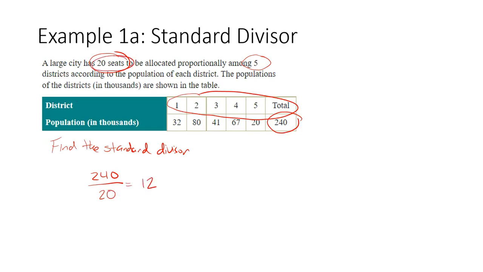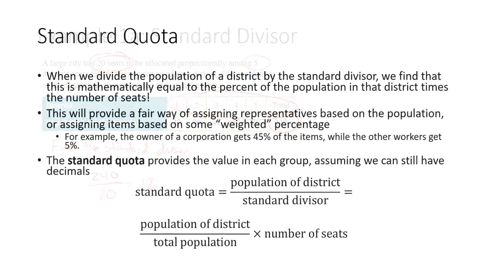The standard divisor is just a value that we're going to use to determine how many of the representatives are going to go to each group, because the groups are unequal, and we'll see that in the next part of the example. So if we divide the population of each district by the standard divisor, by the number that we just got, we find that this is mathematically equal to the percent of the population in that district or that group times however many seats there are available. This will assign essentially a fair way of assigning representatives. It would also give you a fair way to assign items based on some weighted percentage. So for example, the owner of a corporation gets 45% of some items while the workers get 5%.